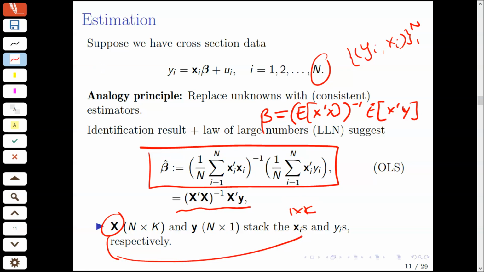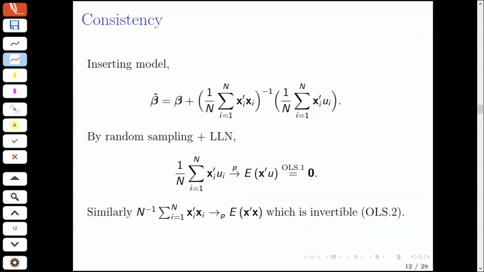And this lowercase boldface y arises similarly from stacking the yi's, using the same order in both cases. So that's the OLS estimator, or one way of introducing the OLS estimator. Moving on to talking about consistency of the OLS estimator.